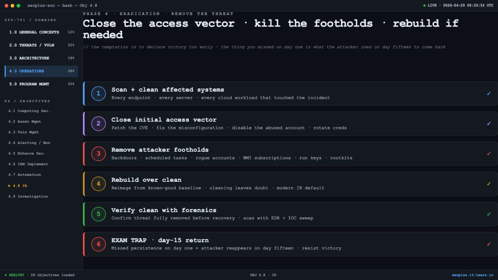The temptation in eradication is to declare victory too early. Resist it. The thing you missed on day 1 is the thing the attacker uses on day 15 to come back. Phase 5. Recovery. Restore systems to production.